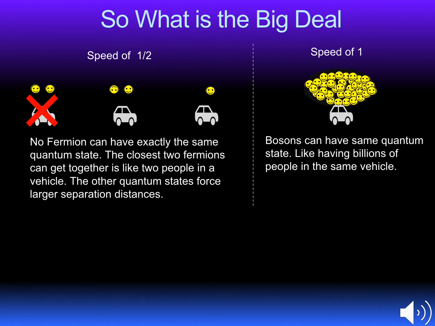But what happens if these particles have spin 1? Well, now it's on the right-hand side, and it's completely different. You can have as many spin 1 particles in the front seat of the car as you would like. If everybody on this planet, all 7.5 billion people, were spin 1 people, they would all be allowed in the front seat of the car. And in fact, they could all fit in the front seat of the car.